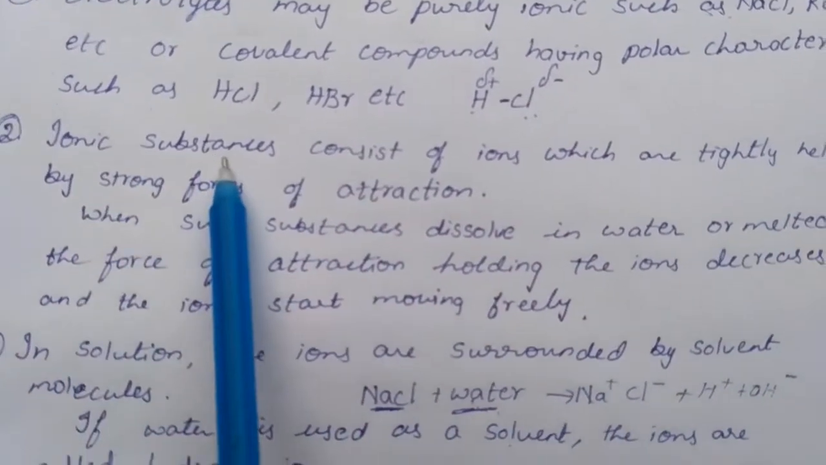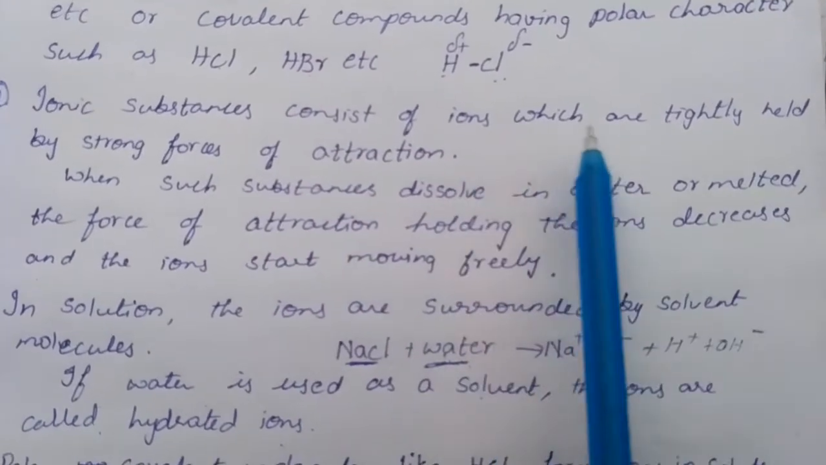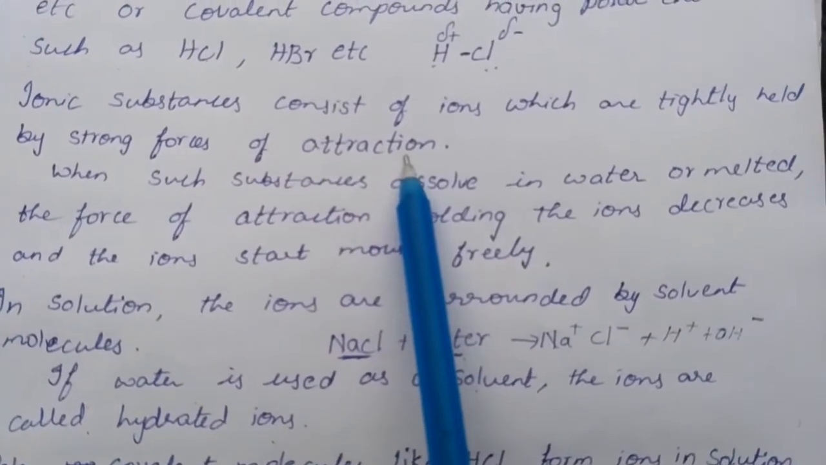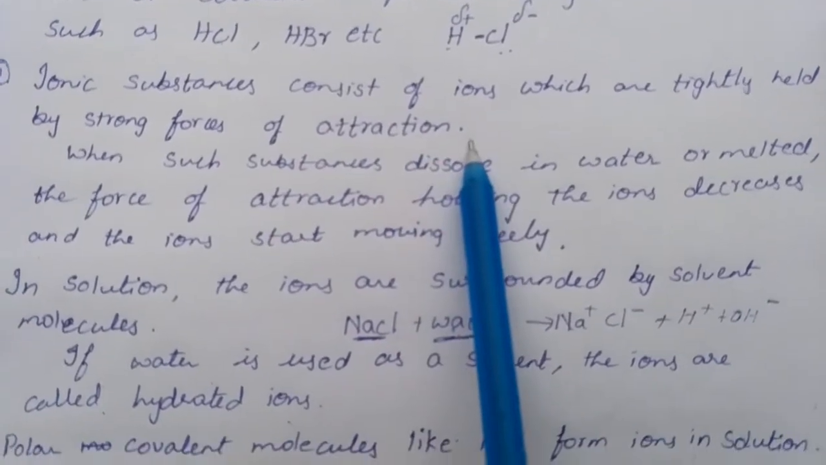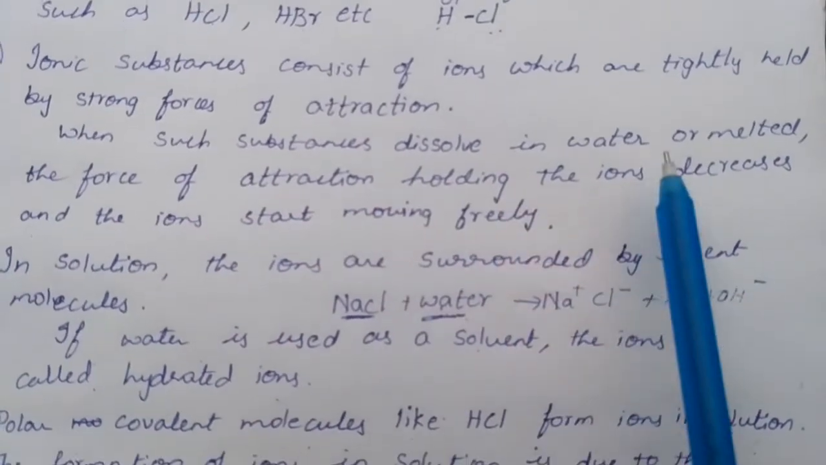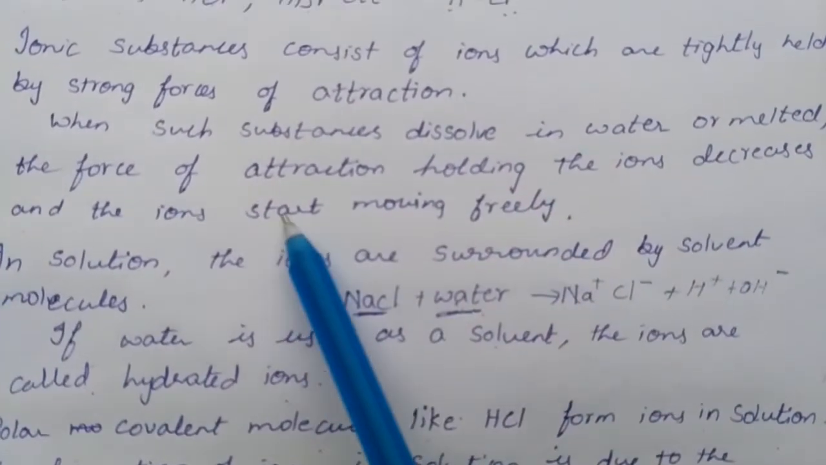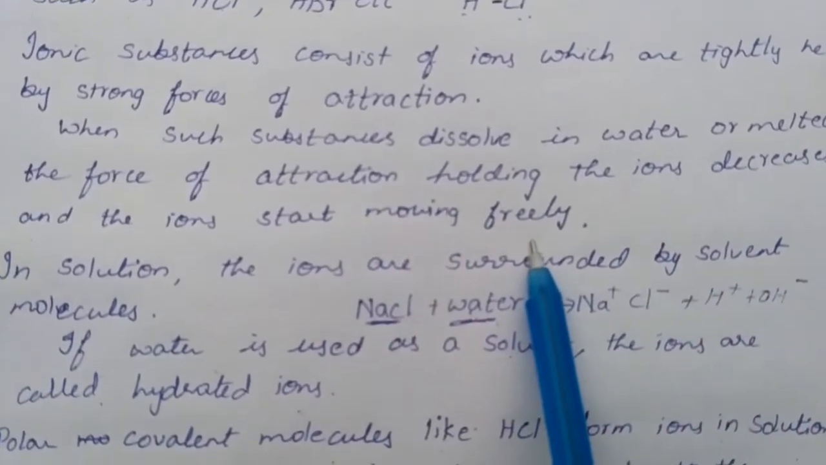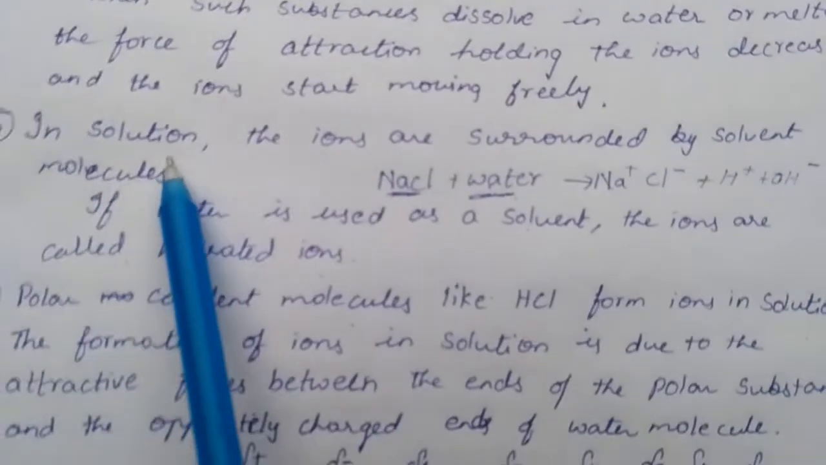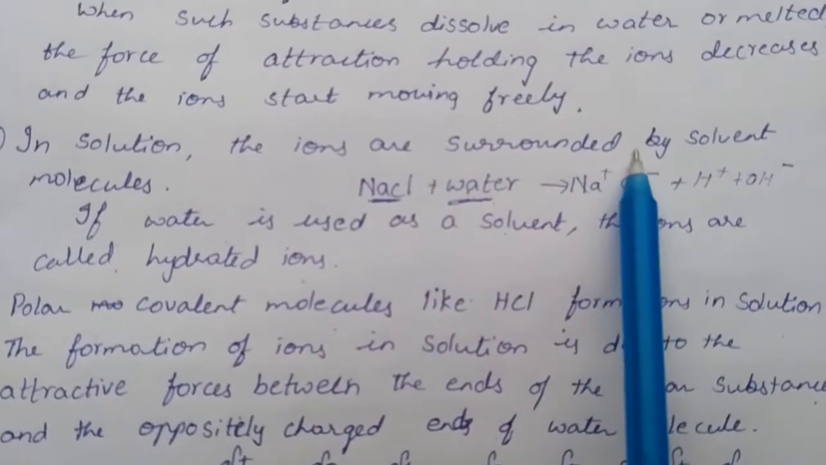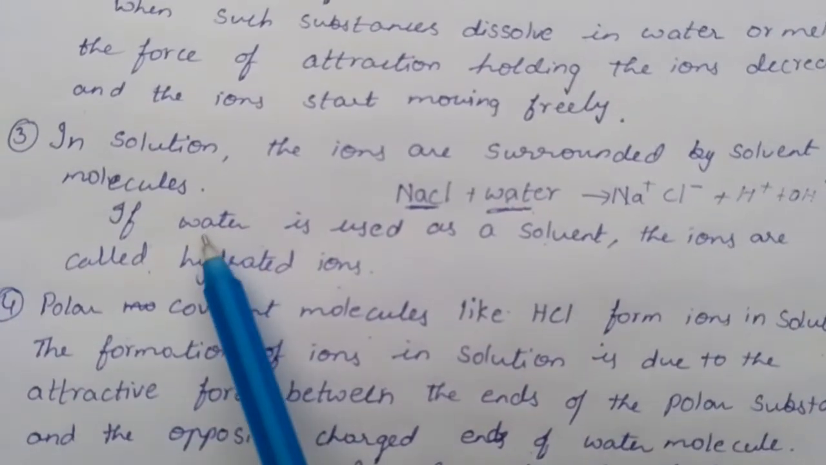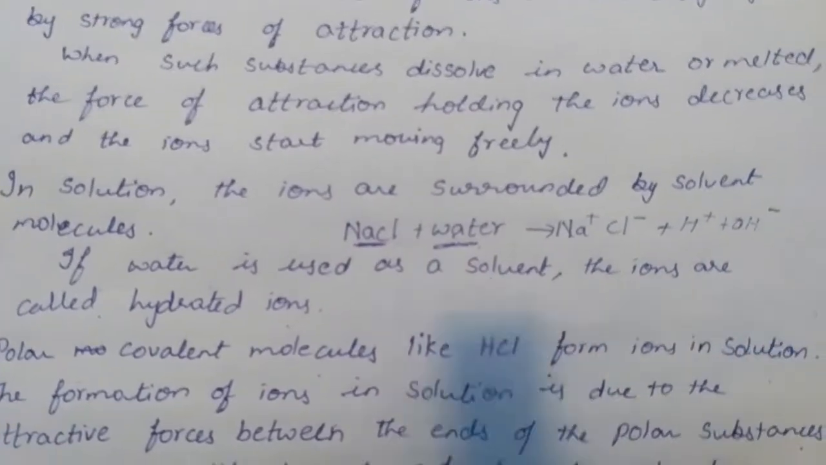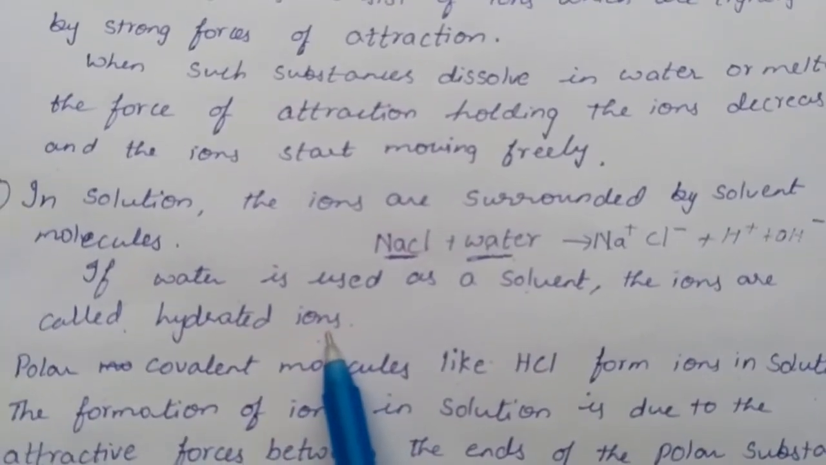These ionic substances consist of ions, but they are tightly held by strong electrostatic forces of attraction. When these substances dissolve in water, the attraction decreases and the ions start moving freely. In this solution, the ions are surrounded by solvent molecules. For example, if water is used as a solvent, the ions are called hydrated ions.